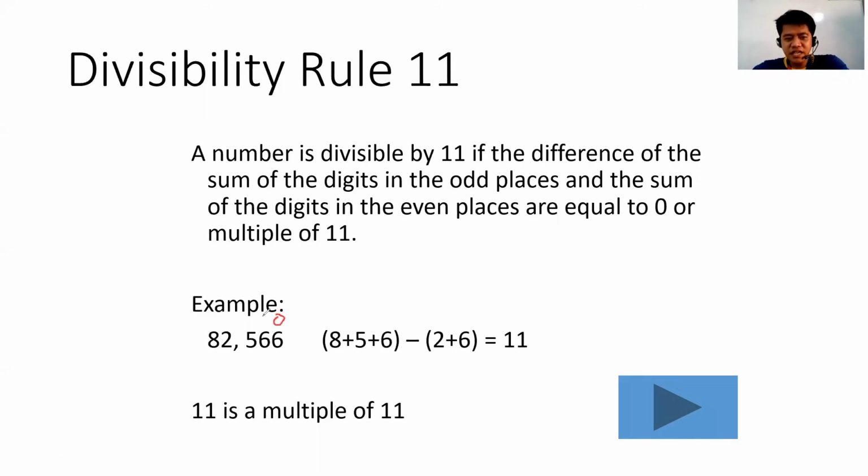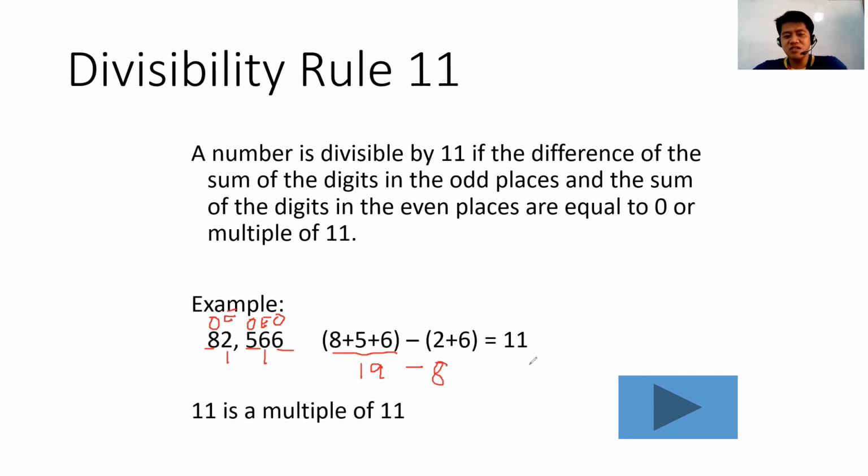For example, dito, explain ko to. Odd, even, odd, even, odd. So therefore, ang mga odd numbers ay si 8, si 5 and 6. Ipa-plus natin yan sila lahat. Ang sagot dito ay 19. Tama. Ang even places naman ay si 2 at saka si 6. 2 plus 6 is equal to 8.